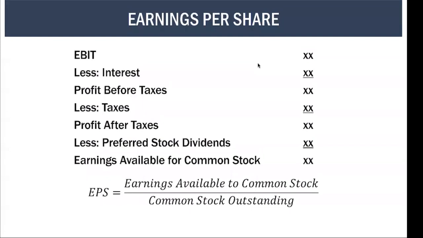So this is what we were talking about a while back. EBIT, less interest. We have your income before taxes. And then we have less taxes, that is your profit after taxes. Less preferred stock dividends, that is your earnings available for common stock. So to compute your EPS, earnings available to common stock divided by common stock outstanding. Okay?